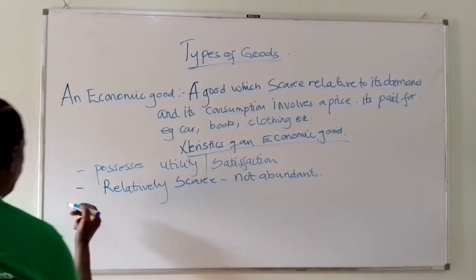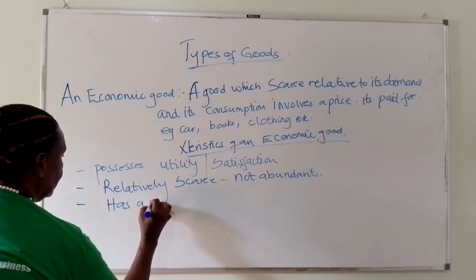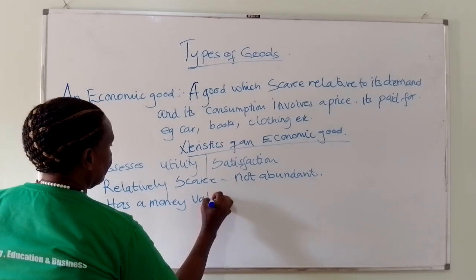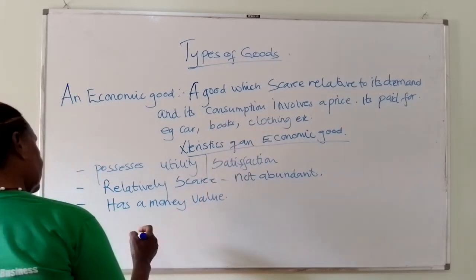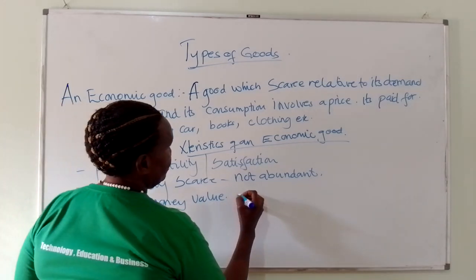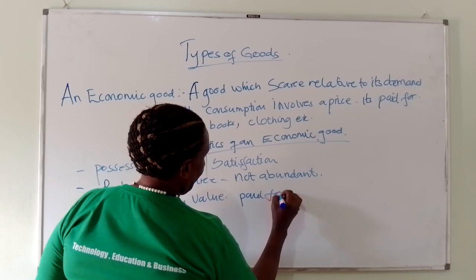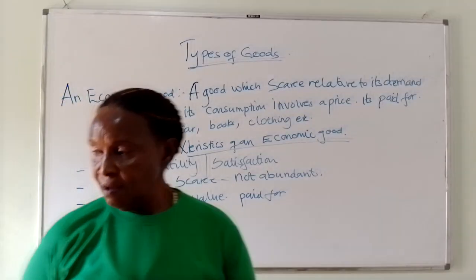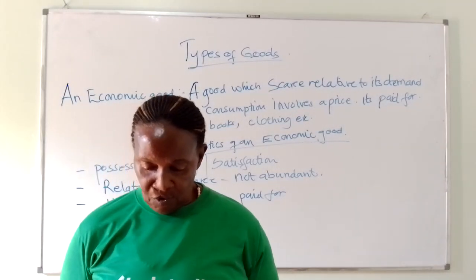Then it has a money value. That's why in the definition they are telling us that it involves a price. Has a money value, meaning that it is paid for. You get your money and give it to the seller, and then in return you get that economic good.